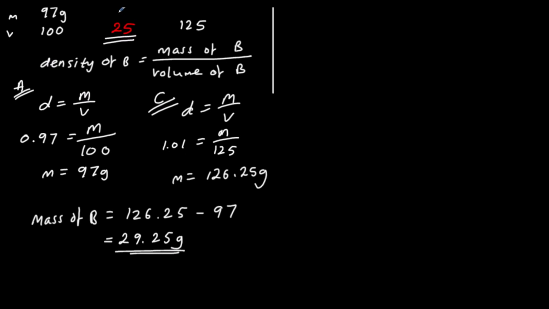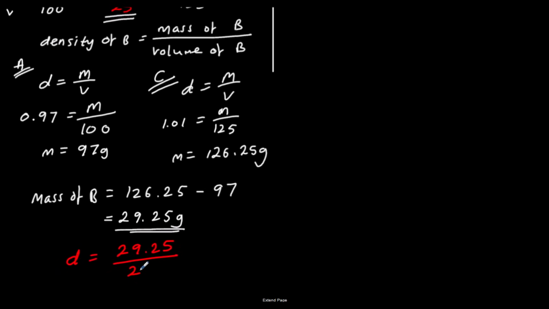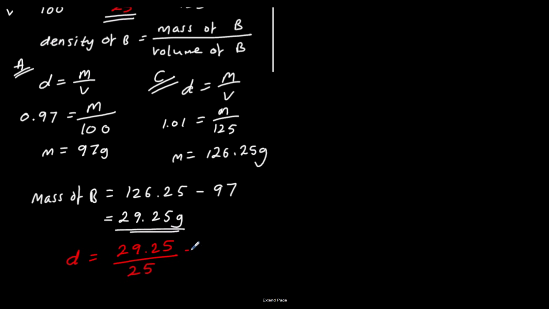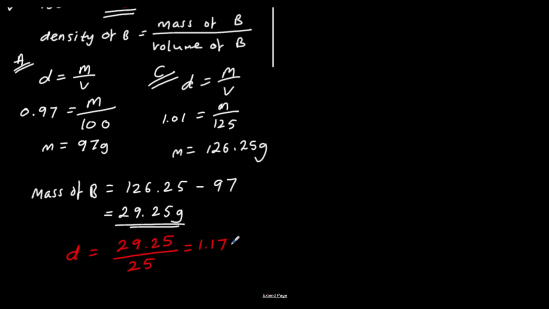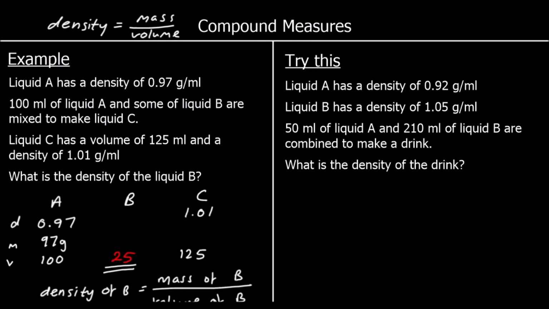So the density of B is the mass of B. Density is mass over volume, which was 25. So 29.25 divided by 25, and that is 1.17. So 1.17, and what are we measuring density in? Grams per milliliter. And one of these for you to do. Give this one a go.